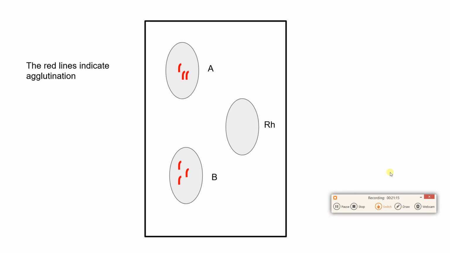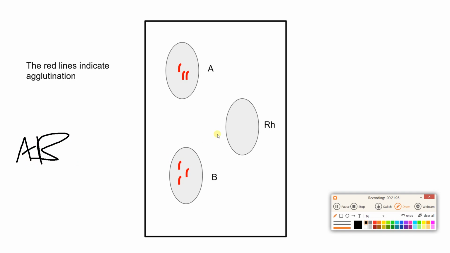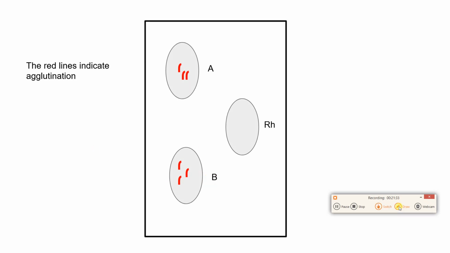In this situation, I see agglutination in my A well and my B well, which means the A and B antigens must have been present, but no agglutination in the Rh well, so this person is AB negative. All right, let's do another one. What if I see agglutination in the A well and the Rh well, but not in the B well? What do you think that's going to be? That's going to be A positive.